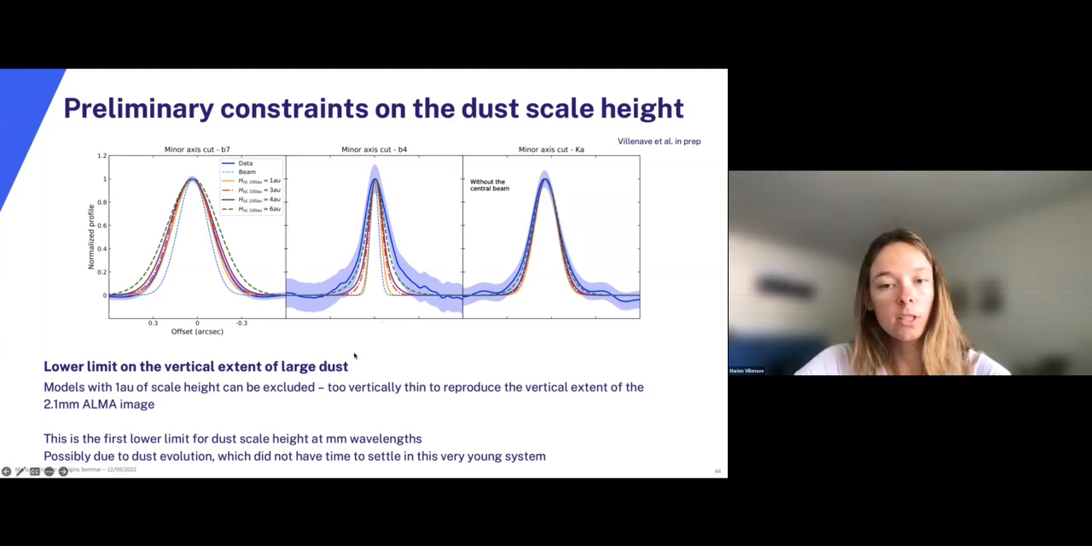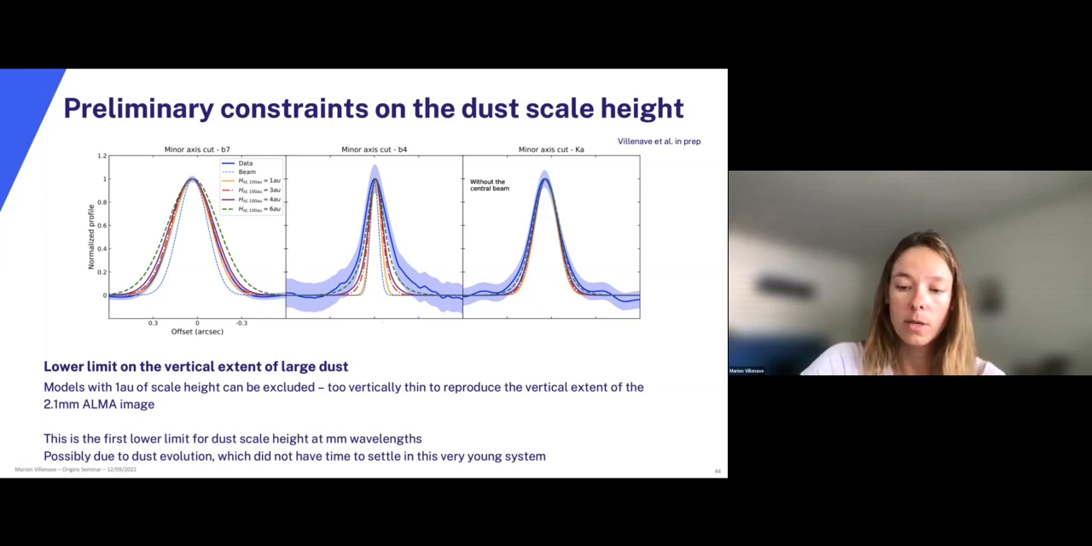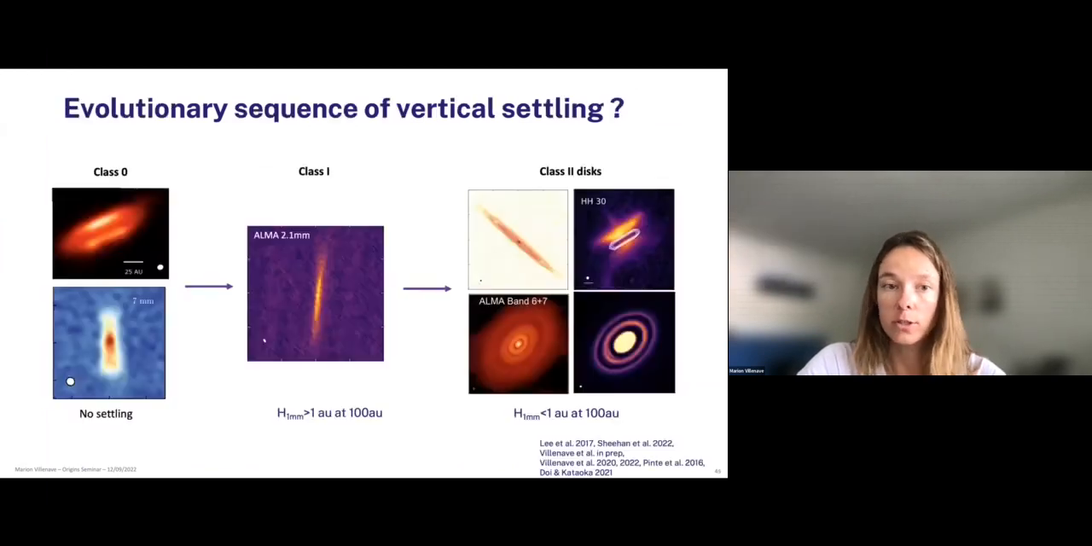And so this is suggesting that the model with 1 AU of scale height is too vertically thin to reproduce the vertical extent of the observations. And so this would be the first lower limit on the scale height at millimeter wavelengths. Of course, we have more parameters to test, so this is not final results, but this is interesting, and it could mean that we are seeing some time scale for vertical settling.